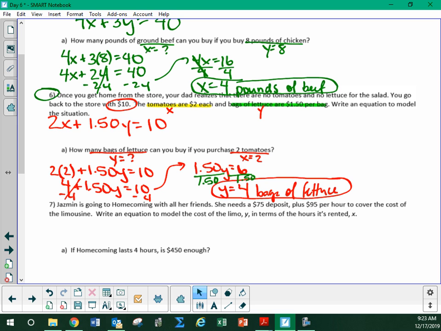Okay, so let's go and take a look at our mini quiz. And again, just remember your homework is that review packet number 16.